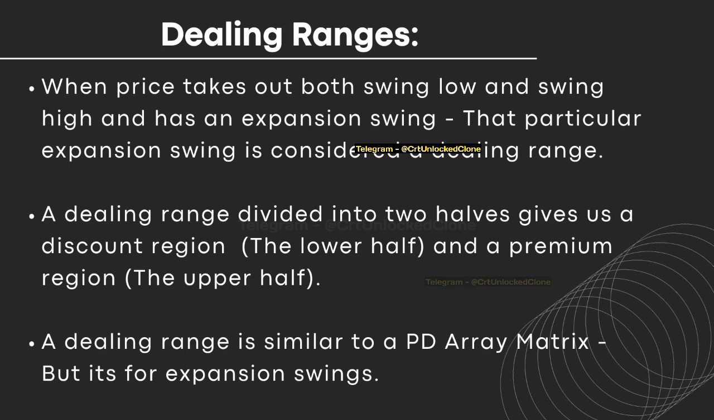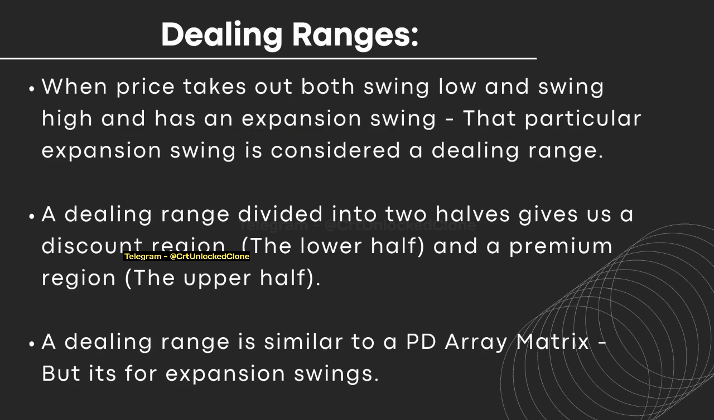So basically, when price takes out both a swing low and a swing high and has an expansion swing, that particular swing is considered a dealing range. Basically, when you see a move in the market where price takes out both opposing ends of the range, taking out both sell side liquidity and buy side liquidity, and then it expands, that particular swing is considered a dealing range, right? You might be wondering what the importance and significance of dealing ranges is, and why we should be familiar with them.